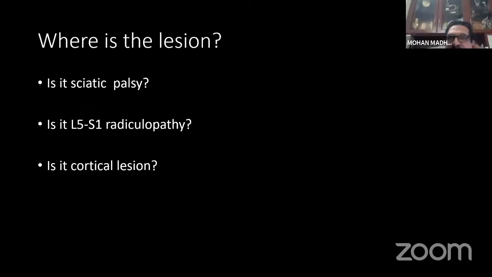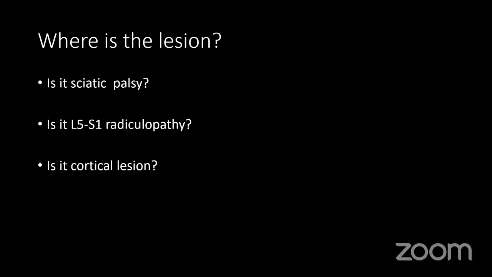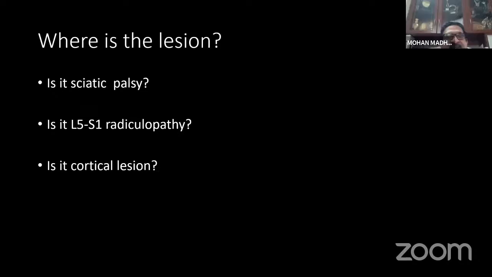If it's acute onset, it's most likely a cortical lesion. Right, 1 week duration. Now, I want only the localization. Forget about the etiology part. Because if it's L5-S1, we should expect some weakness of the abductors and extensors of the hip. Yeah, it was not there in this patient.